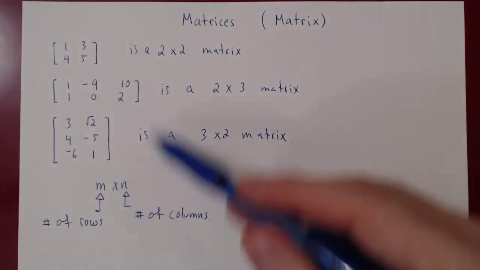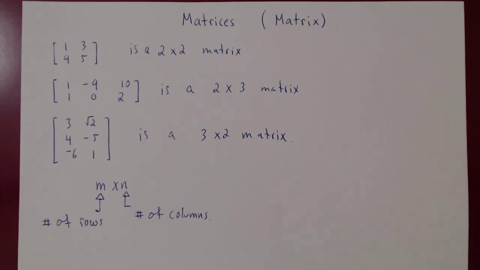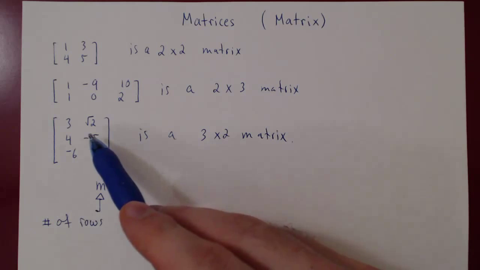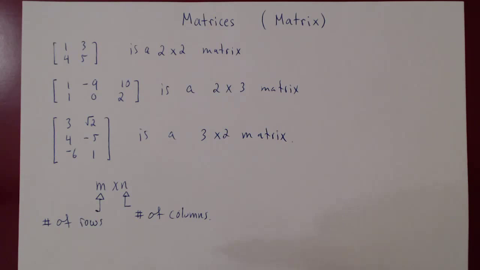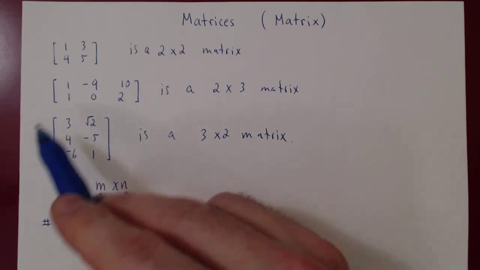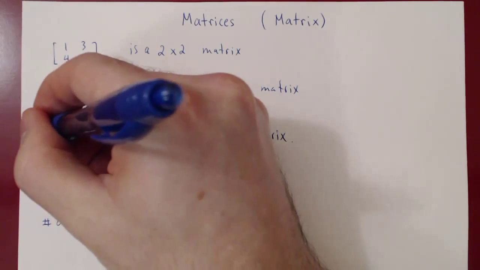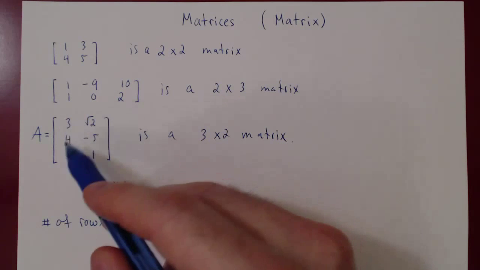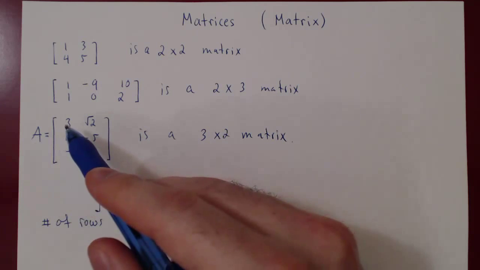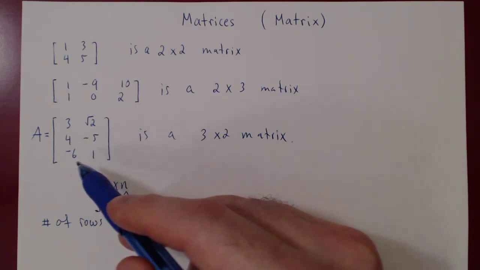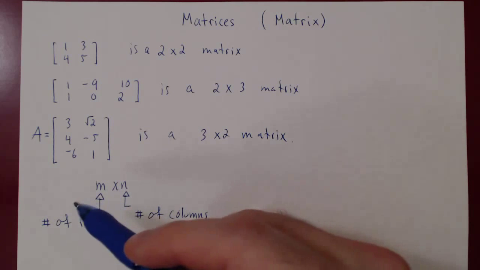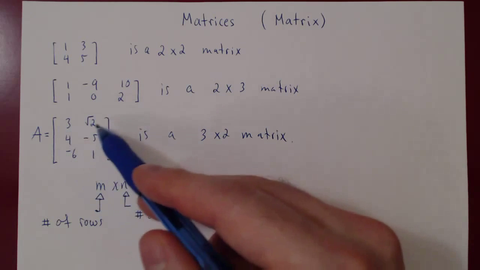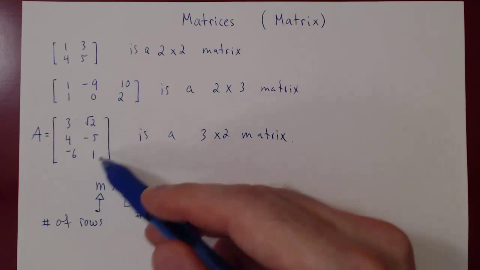Every time we have a new object, we ask, can we perform operations on our new objects? And the answer is yes, but first, let us consider the notion of equality and the notion of entries of a matrix. So suppose that I call this matrix, say, A. So I give it a name. The entries are simply the numbers that are making up the matrix. So the entries of A would be 3, root of 2, 4, negative 5, negative 6, 1.